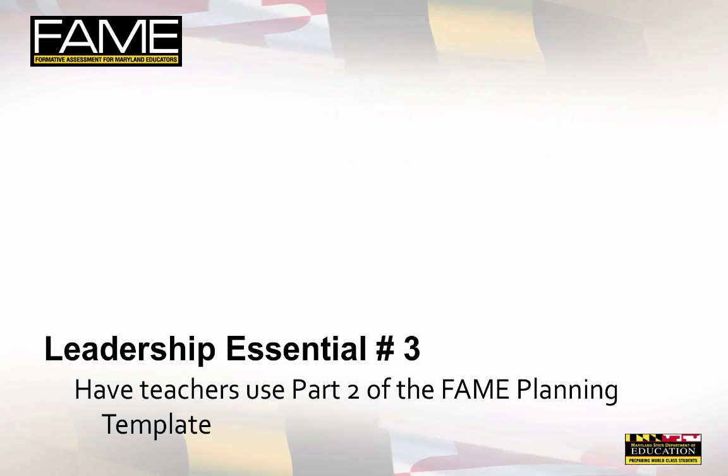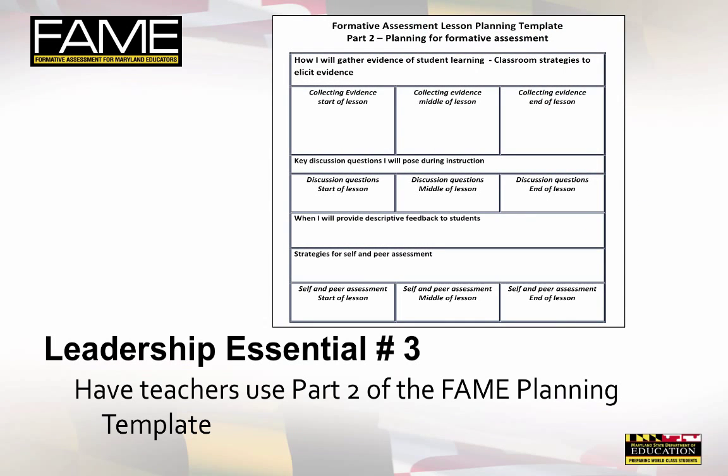Teachers cannot use formative evidence unless they've thought in advance of how they'll use it during instruction. Part 2 of the FAME planning template, introduced in this lesson, is designed to help teachers consider in advance how they will immediately use the data they collect. This work, in combination with learning goals, success criteria, and learning progressions, helps teachers to elicit the most useful evidence and to interpret that evidence to guide next steps.